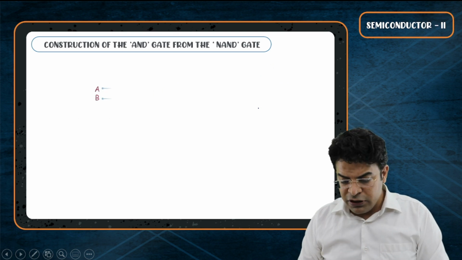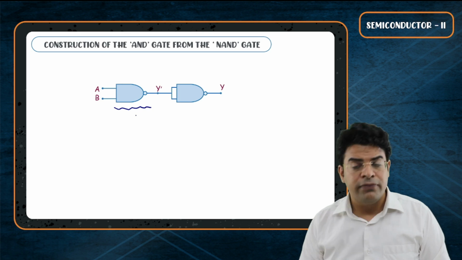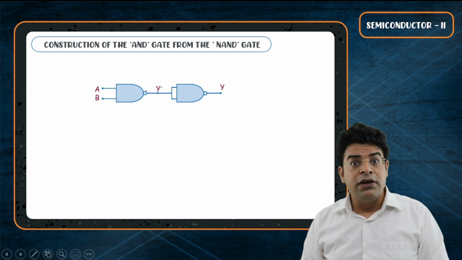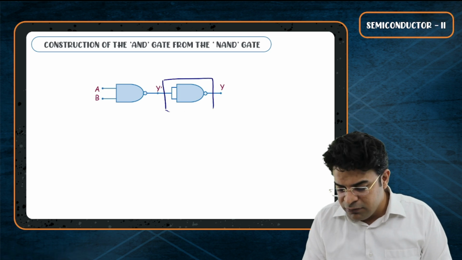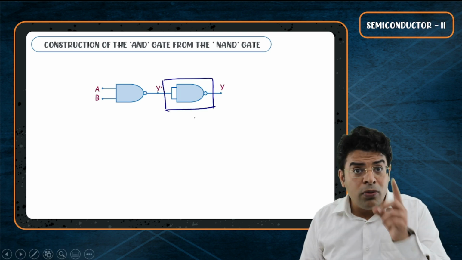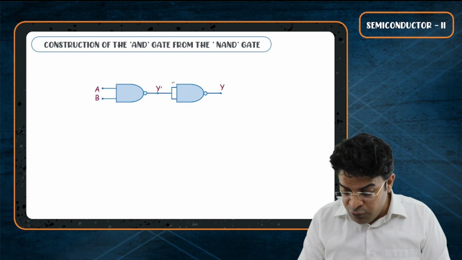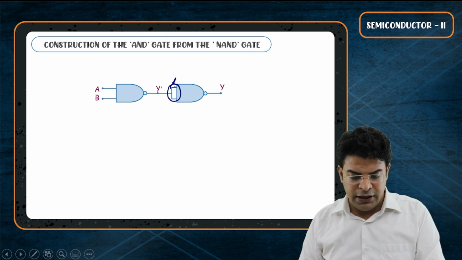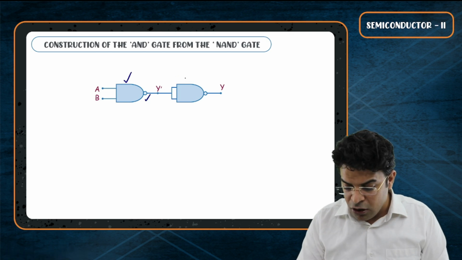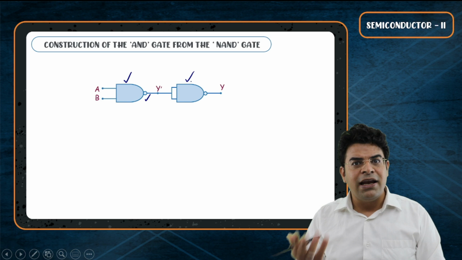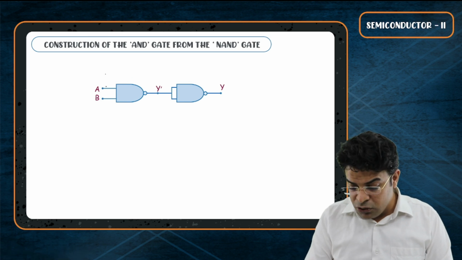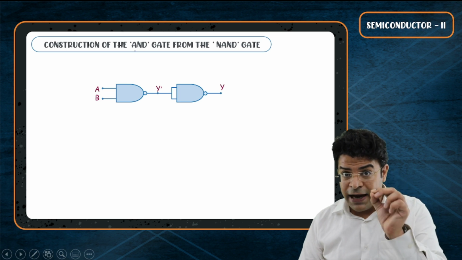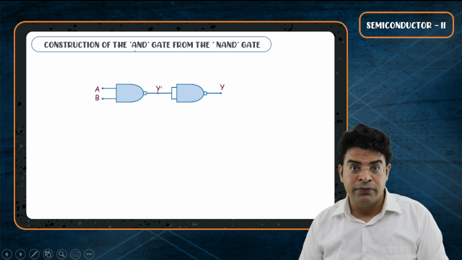So if you take a NAND gate, which is nothing but an AND with a NOT, and then you place one more NOT gate. Sir, this is not a NOT gate, this is a NAND gate. No beta, this is a NOT gate. If you fuse the input of the NAND gate, it becomes a NOT gate. So an AND with a NOT is nothing but an AND gate. So beta, using 2 NAND gates, you can make an AND gate.